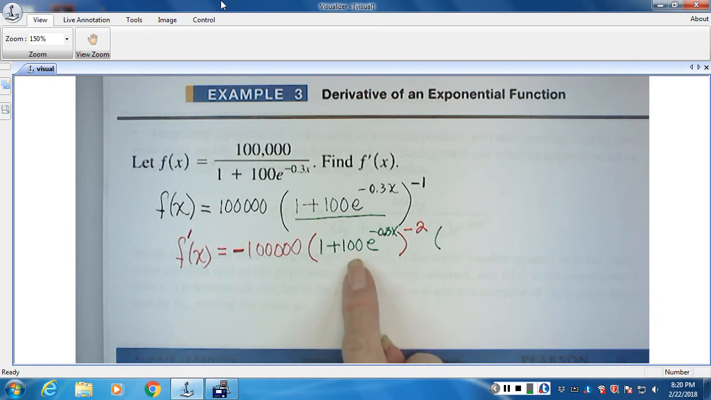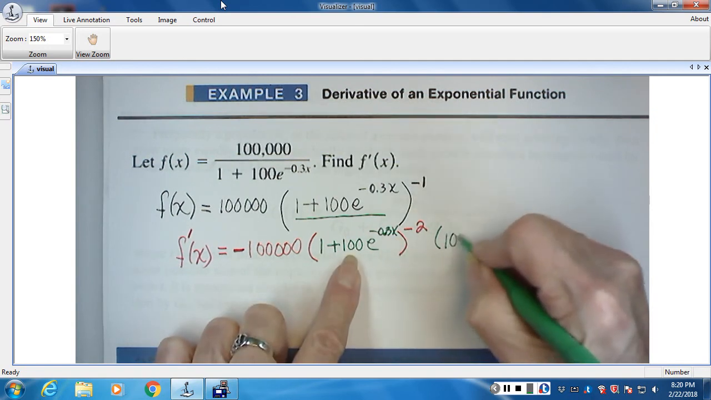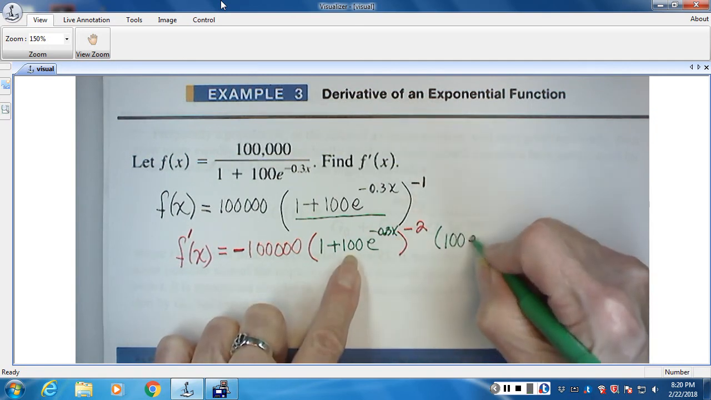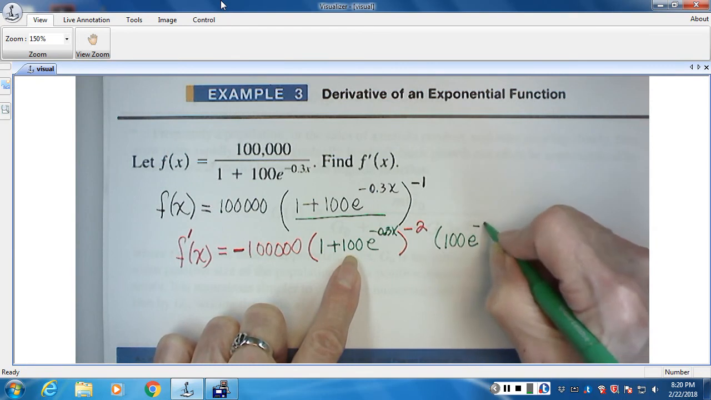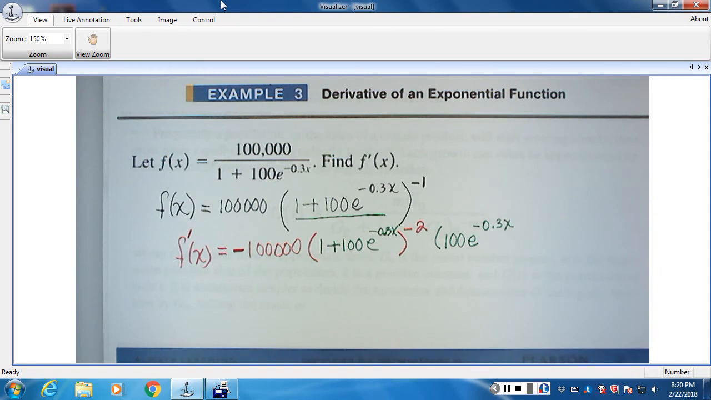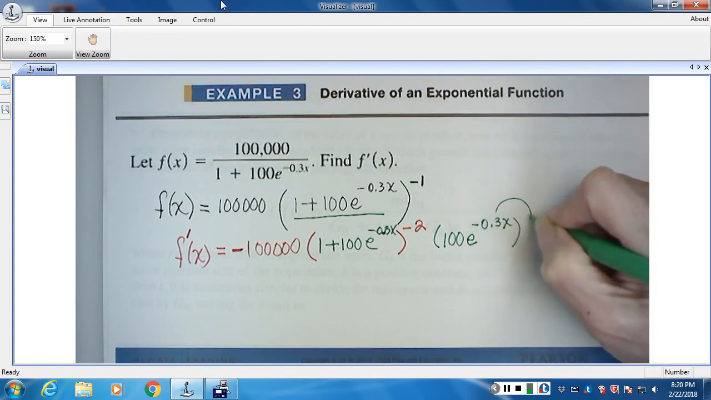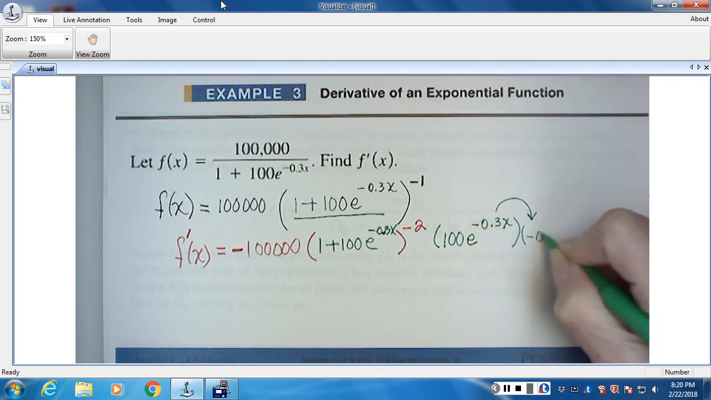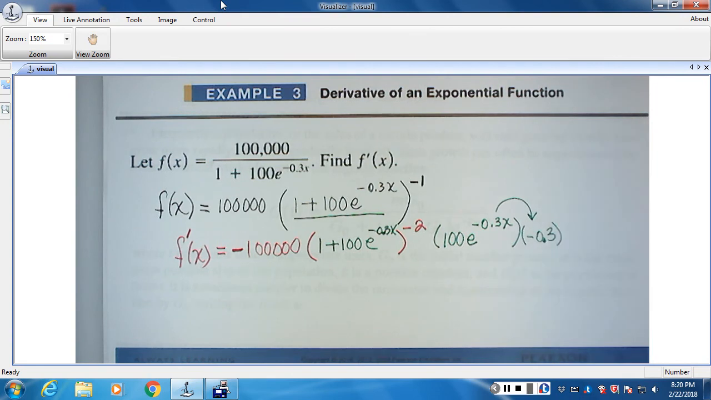What's the derivative of 100 times e raised to a power? 100e raised to the exact same power. Okay? Remember, you repeat it. When it's e raised to a power, you bring it on forward with the derivative. And then you take the derivative of the power. You're done.